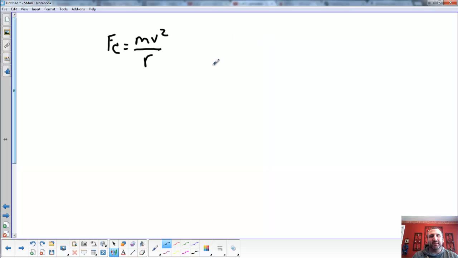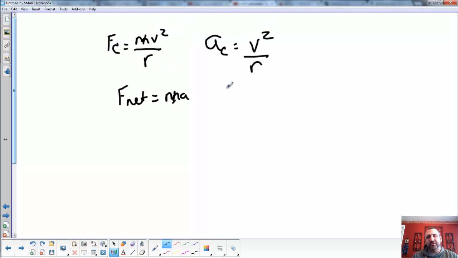So that's one piece, and then there's this other thing which is called centripetal acceleration, Ac, which just equals v squared over r. So if you remember, F net equals ma, the mass can be gotten rid of, and you're left with just an acceleration. So if we get rid of the mass, you're left with a equals whatever is not the mass, which is v squared over r, which is how we end up with centripetal acceleration.